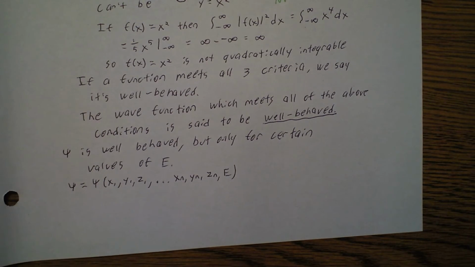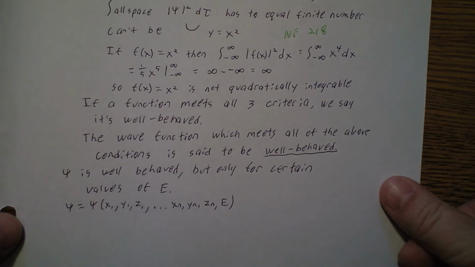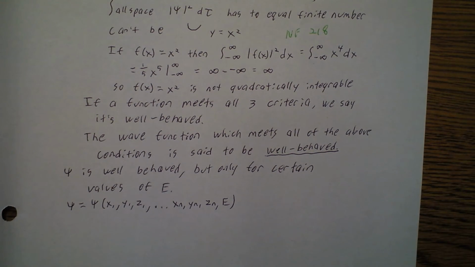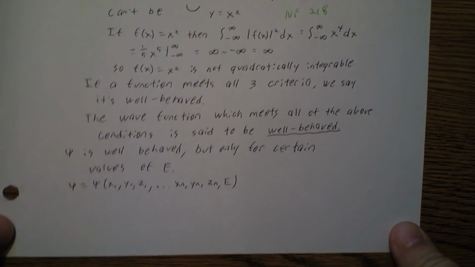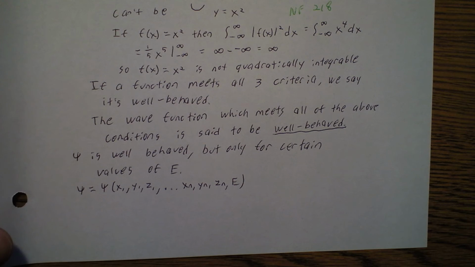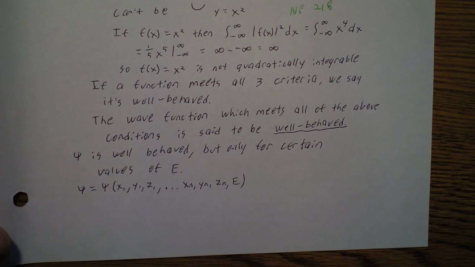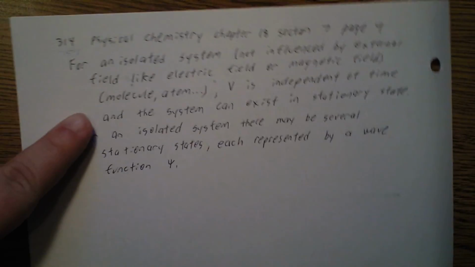If a function does meet all three of those criteria, then we say the function is well behaved. The wave function, which meets all of the above conditions, is said to be well behaved. Psi is well behaved, but only for certain values of E, energy. So psi is a function of x1, y1, z1, etc., xn, yn, zn, and E, energy.